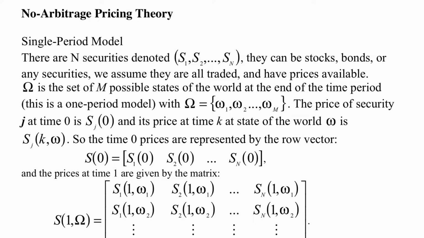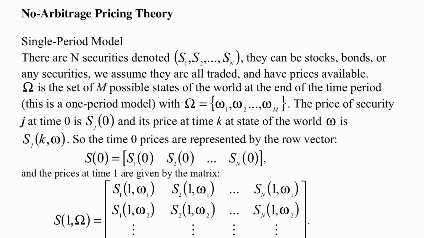We assume that in this one period market, typically 1 year, there are n securities, let's call them S1, S2 through Sn, that can be stocks, bonds, or any securities. We assume that they're all traded and have prices available, so we can observe their prices. We write omega for the set of m possible states of the world at the end of the time period. That's a one-period model, as I said, with omega equal to omega 1, omega 2 through omega big M.